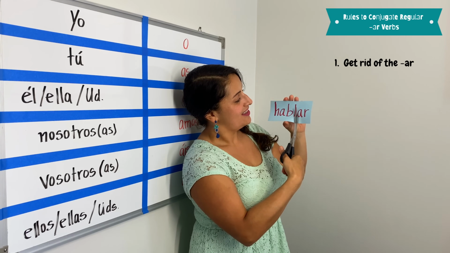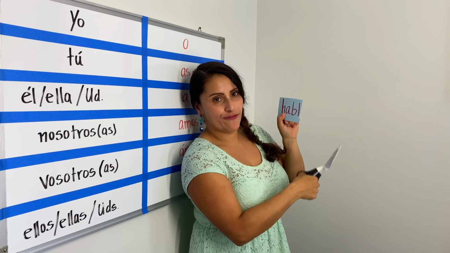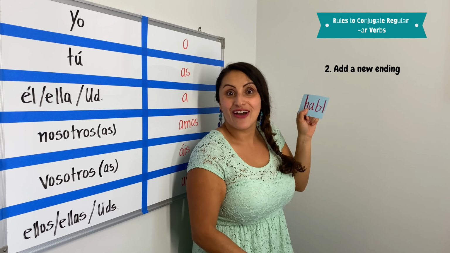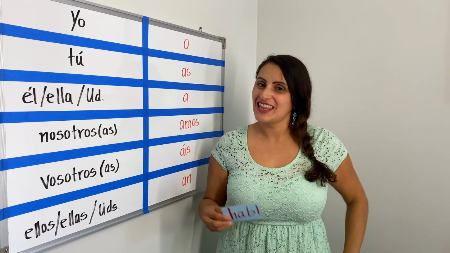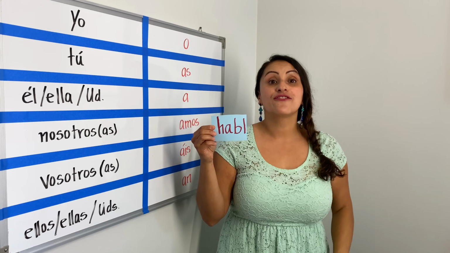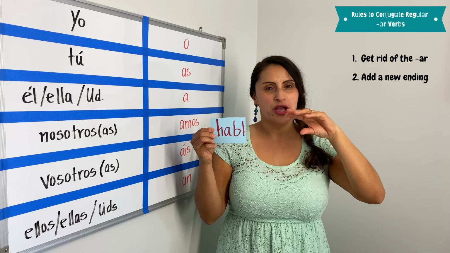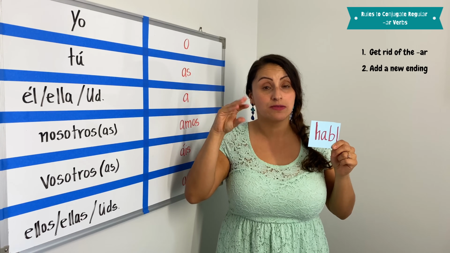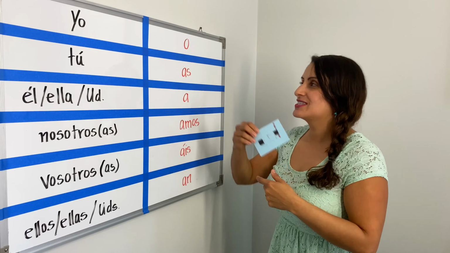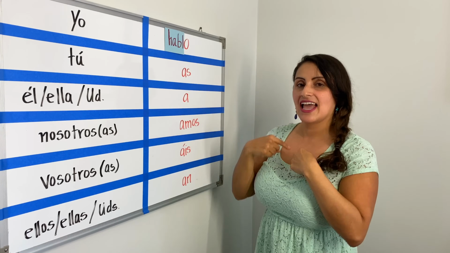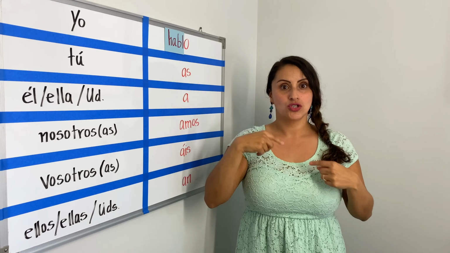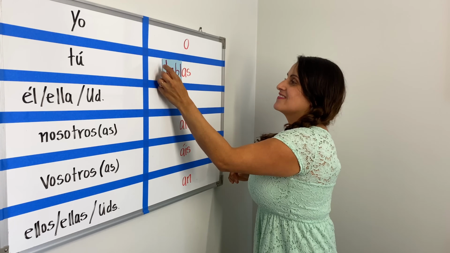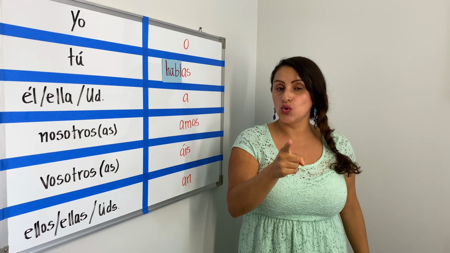Ready? It's gone. Bye-bye. Adios, AR. Now, we have to add new endings. So now, let's conjugate the stem of the verb hablar, to speak. We already got rid of the AR, and now we have to add new endings, depending on who's speaking, who's performing the action. So let's do it together. If I want to say I speak, I would say yo hablo. Yo hablo mucho. You speak. Tú hablas.